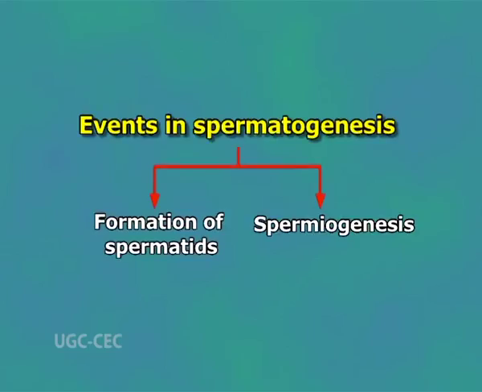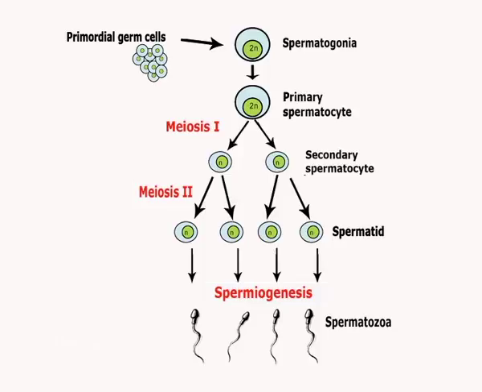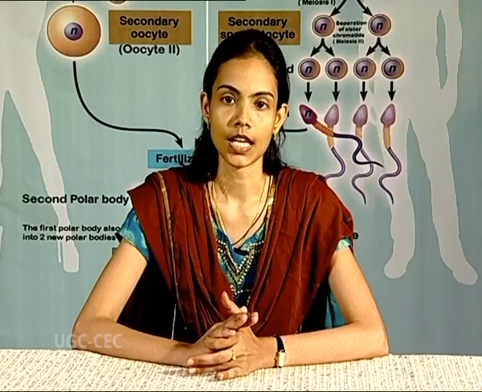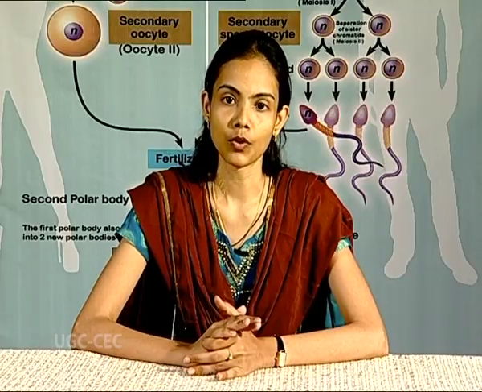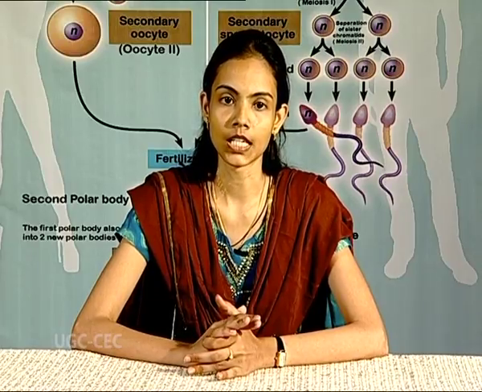Spermiogenesis. The differentiation of the spermatids into spermatozoa is called spermiogenesis. The haploid spermatid is a typical cell containing nucleus and cytoplasm with centrioles, Golgi bodies and mitochondria. The sperm is a very active and mobile cell. Therefore, to provide greater mobility to the sperm, the following changes occur.